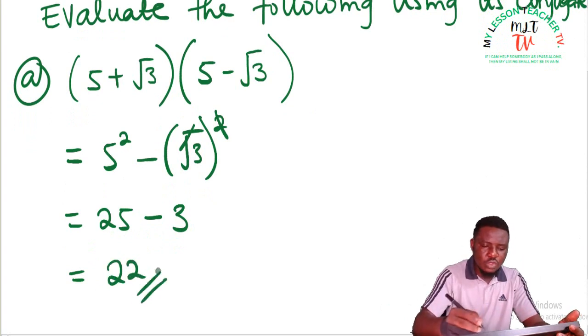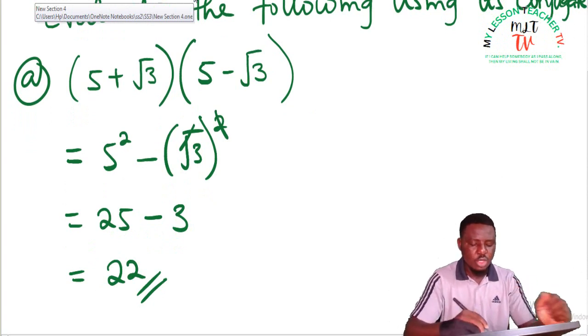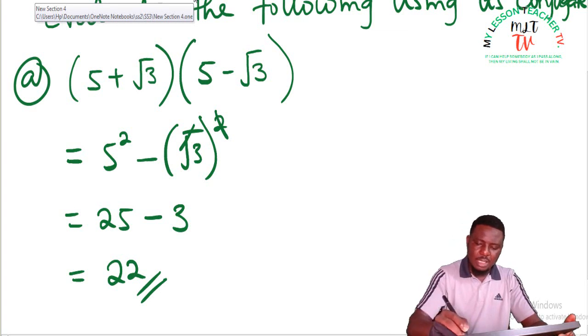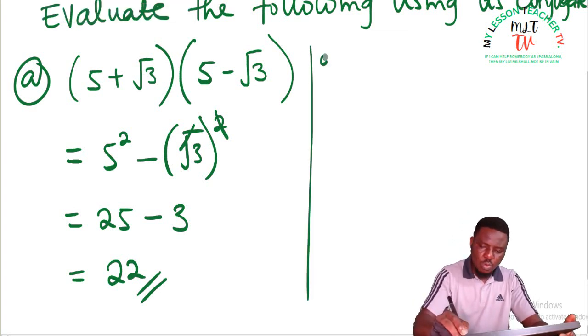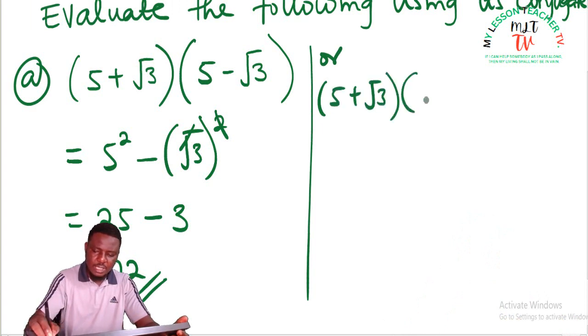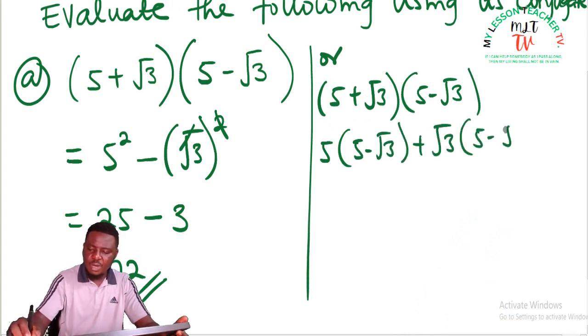And if you solve it using the multiplication of two brackets, like we did in the previous classes, you will also arrive at 22. I can simply do that by multiplying the two brackets, that is 5 plus root 3 times 5 minus root 3. So when you split this into two, you have 5 into brackets, 5 minus root 3, plus root 3 into brackets, 5 minus root 3.